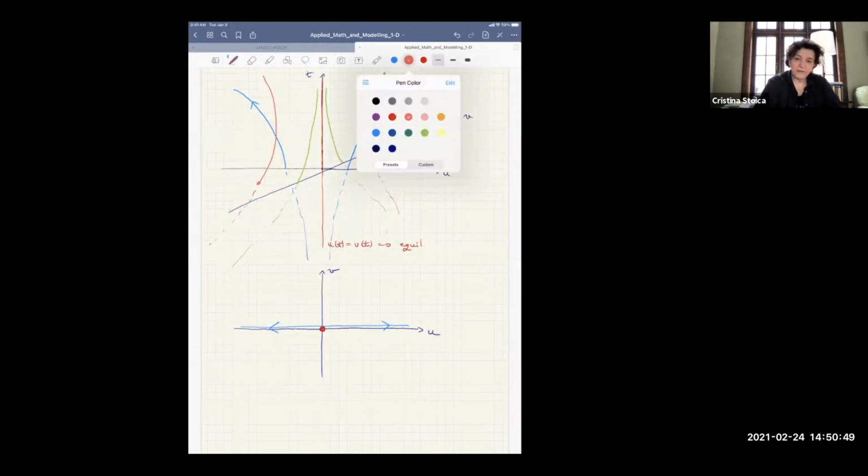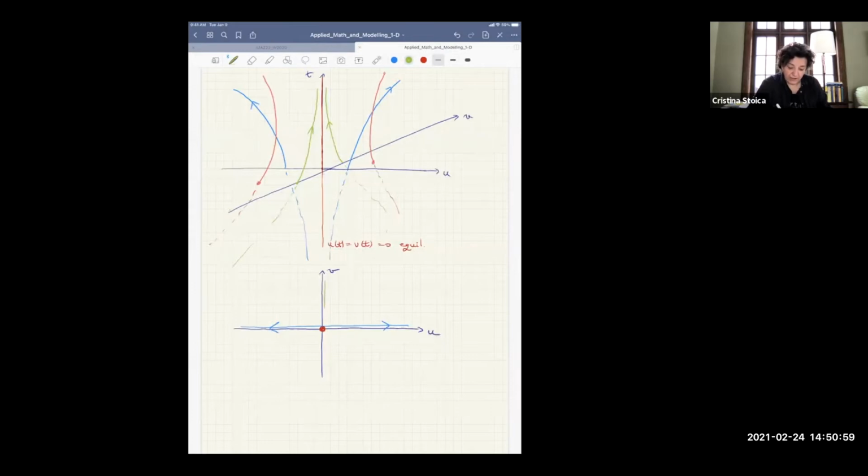Now I'm looking at the light green curves. As t goes to infinity, they get closer to the red dot, and they are on the V axis, right? So as t goes to infinity, they get into the red dot, into the equilibrium. Okay?